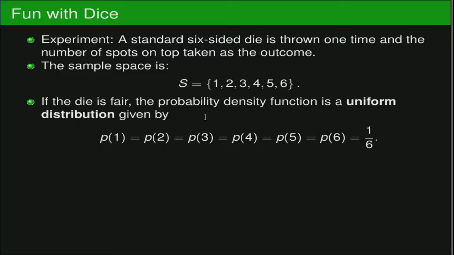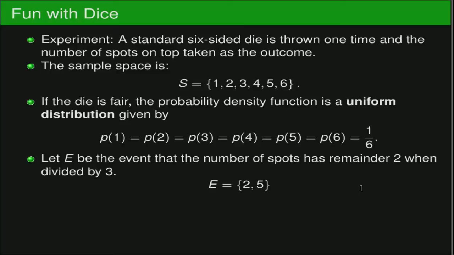And if the die is fair, then the probability density function is what we call a uniform distribution, where the probability is going to be the same independent of the value that actually comes out. So the probability of getting a 1 is equal to the probability of getting a 2 is equal to the probability of getting a 3, all the way up to the probability of getting a 6. If we have 6 possible outcomes, with the same probability for each one, then the probability is just going to be 1/6.